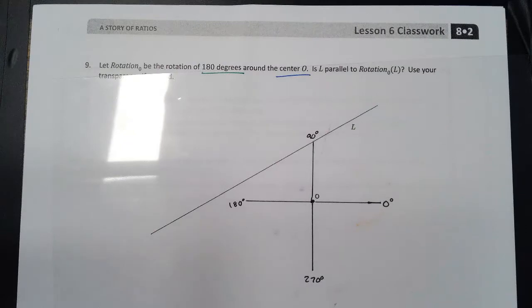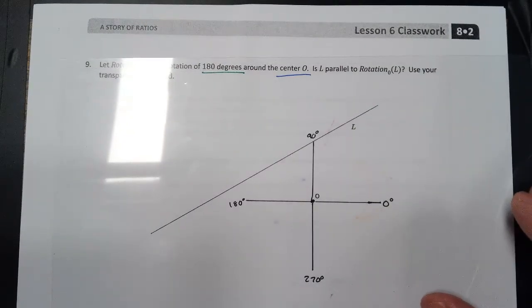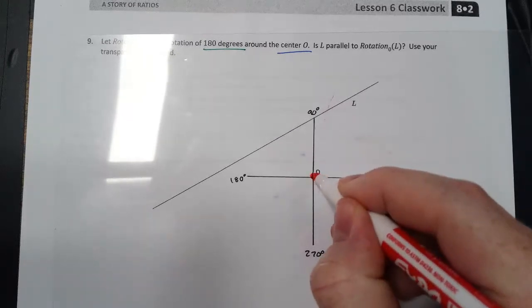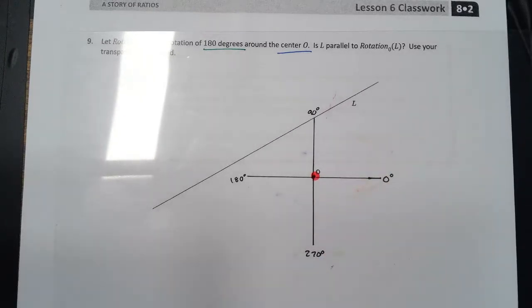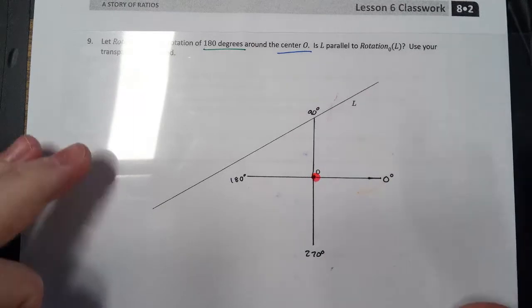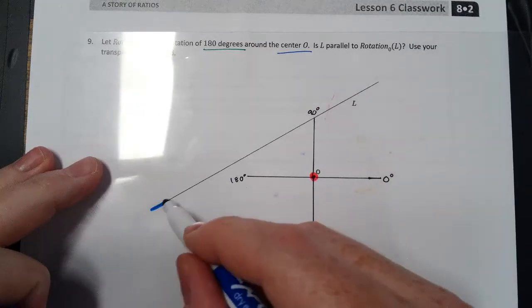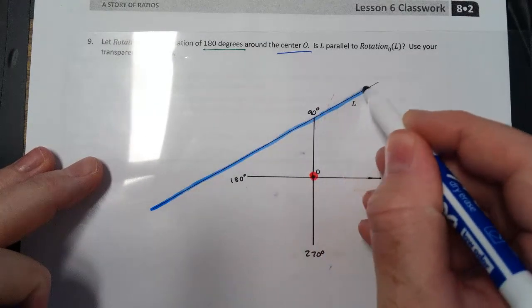Watch how it works. Again, just like before with the graphing, the center is O. The line is L, which I'm going to put in blue.